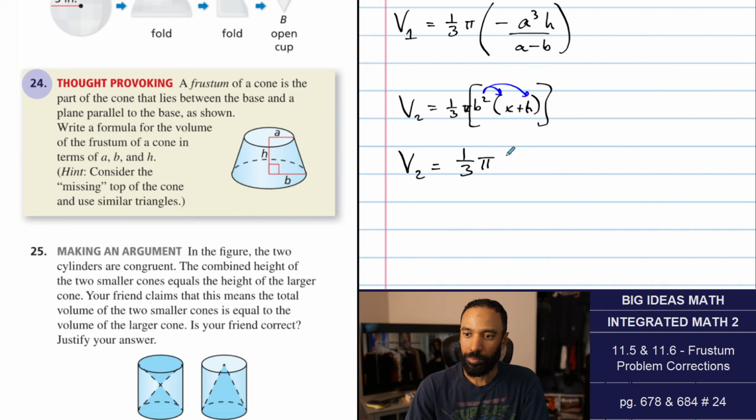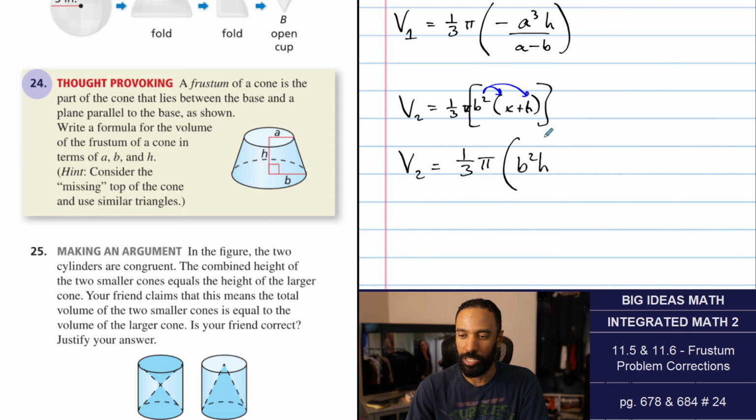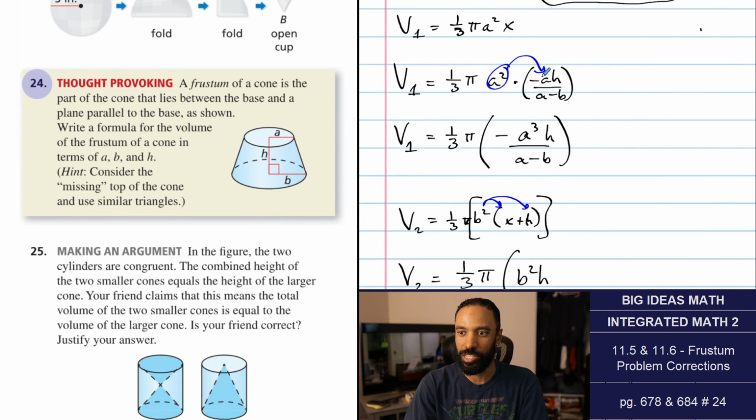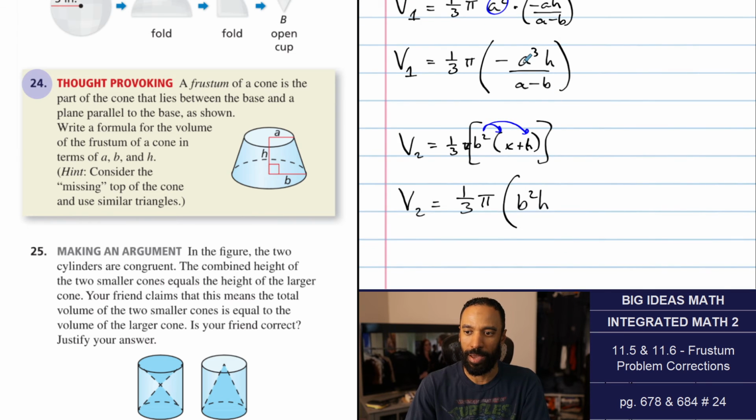All right. So when you distribute the b into there, b squared, I should say, let me write the b squared h first, because I know that this one's going to turn negative. Remember, x is negative ah over a minus b.